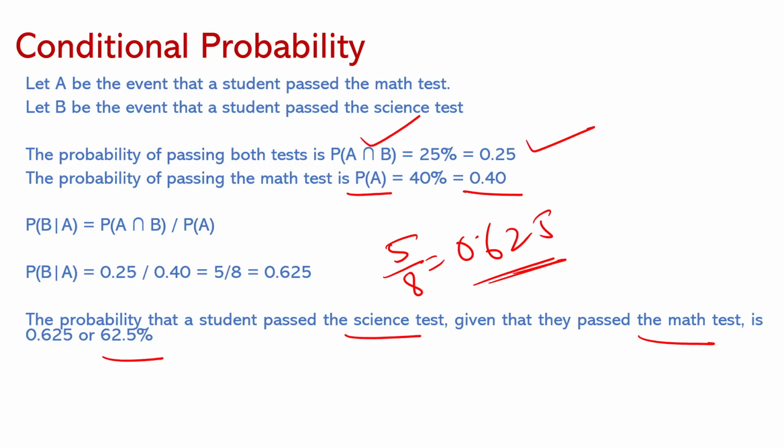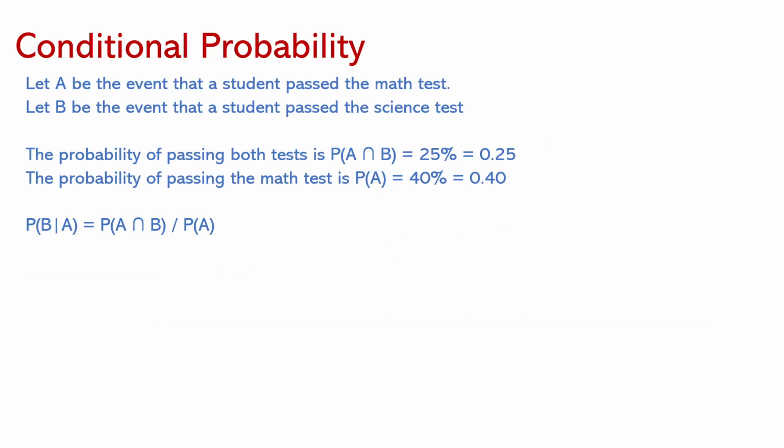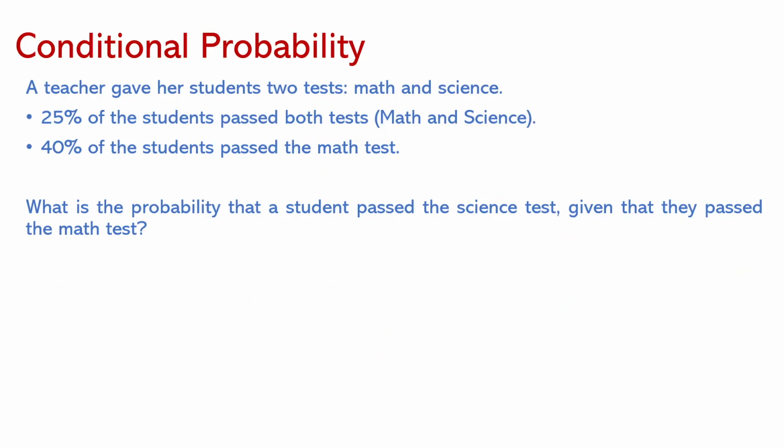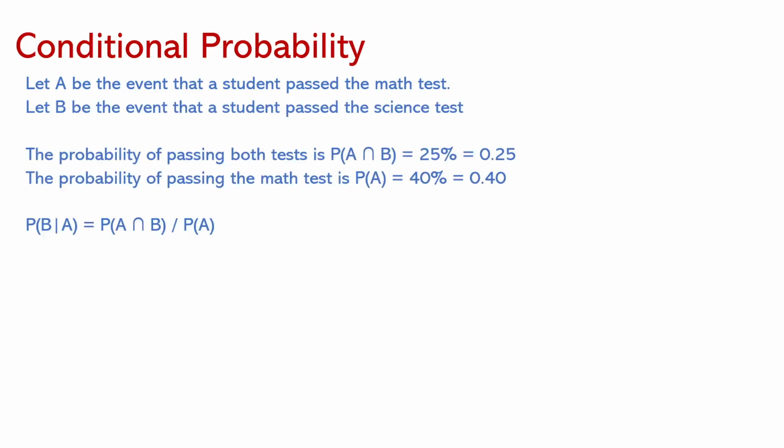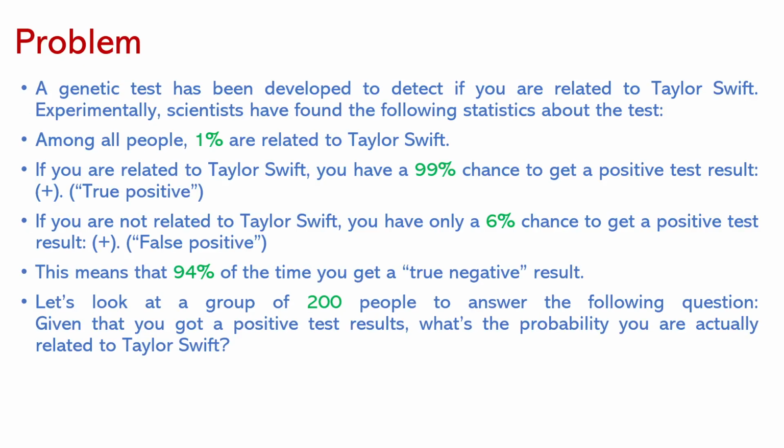So when two tests, given that an event has already happened, see the question here: given that they have passed the mathematics test, find out the probability of the student passing the science test. Okay, so this is about conditional probability, and we use this conditional probability in Bayes theorem. That's what the application is. Let's see another example to understand conditional probability, a little more complex problem.